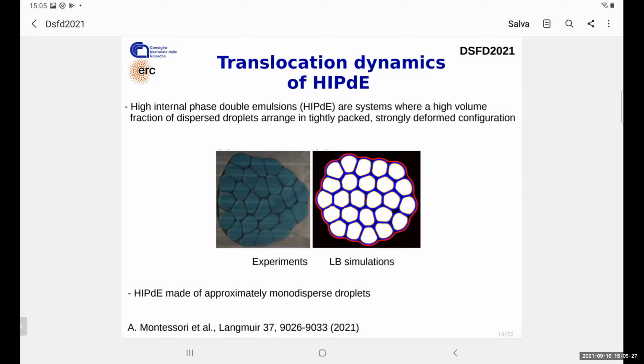So as before, a few words about what we mean by the high internal phase double emulsion. These are systems in which we have a high volume fraction of dispersed droplets surrounded once again by a layer, and these are arranged in a tightly packed, strongly deformed configuration. You can see here on the left typical results of one of the experiments made by Jan Gusowski and Michal Bogdan, in which you have approximately monodispersed droplets. And on the right-hand side, one of our LB simulations. This is just a visual comparison of the two systems.